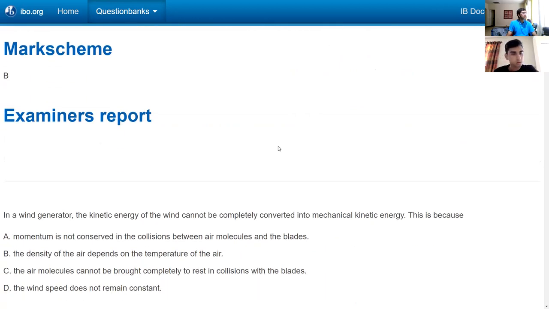In a wind generator, the kinetic energy of the wind cannot be completely converted into mechanical kinetic energy. This is because... So one thing, winds can pass, some of the power is lost as the wind goes through the... Yes, because the air molecules are not completely being stopped, there's wind that actually goes through. So I think the answer would be C, because they can't be completely brought to rest in collision. Well, that makes me think, if you were to create a turbine as a perfect circle of just a bunch of propellers, would that cause it to be more efficient? I guess it would take a lot more. I'm sure they've tested it, because otherwise that would save a lot.